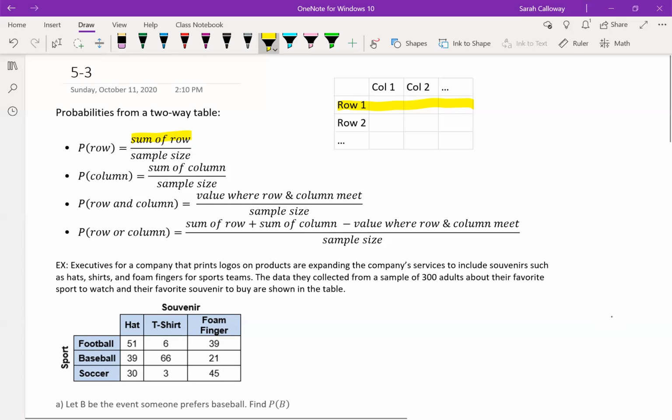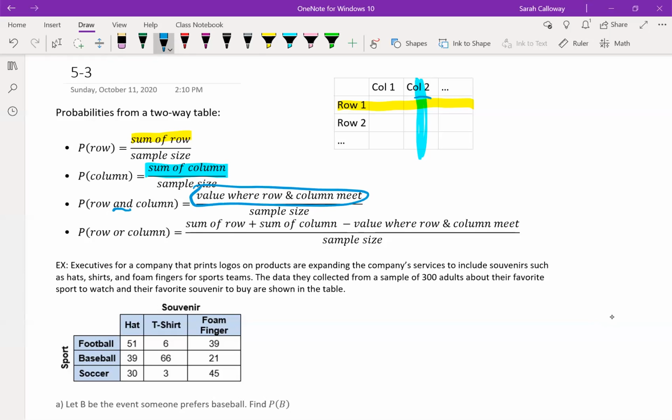To find the probability of the column, wherever that column is, let's just say it's column 2, I'm going to take the sum of that column. So I'm going to add up all those values in the column and divide by the sample size. Sometimes they'll give you the sum or the totals. Sometimes you have to add it up yourself. If I want to find the probability of the row and the column, what I'm doing is finding the value where the row and the column meet. So I'm looking at where that highlight overlaps. That's going to be my numerator, still divided by the sample size.